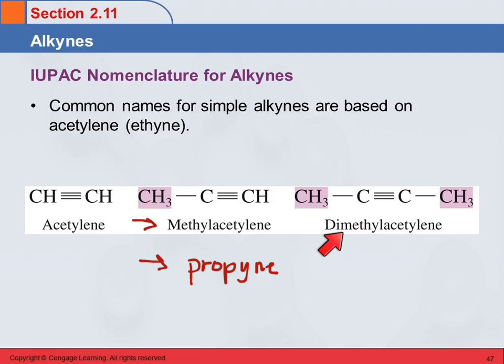And this guy over here is commonly called dimethylacetylene. What would that be called under the IUPAC system? 2-butyne. Because 4 carbons is butane, there's a triple bond, butyne, and the triple bond is on the second carbon. So just be aware of those common names. They are not that important.